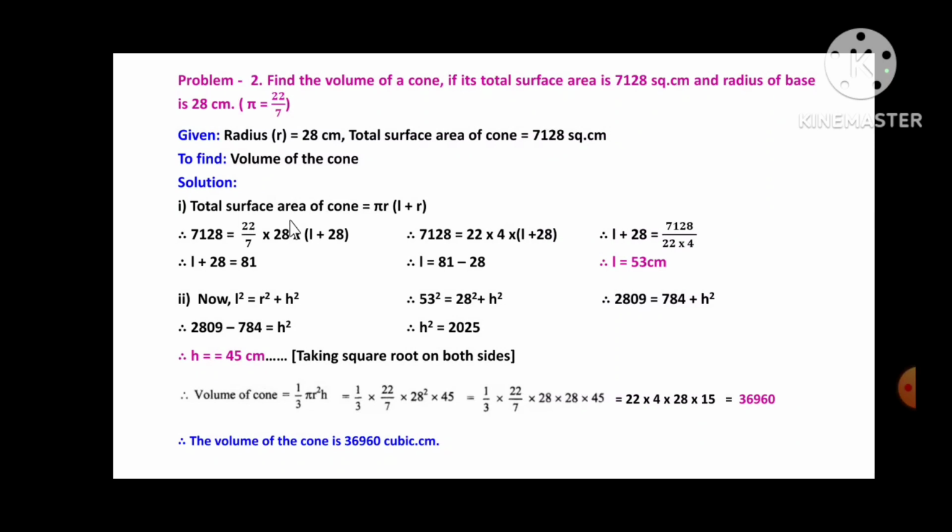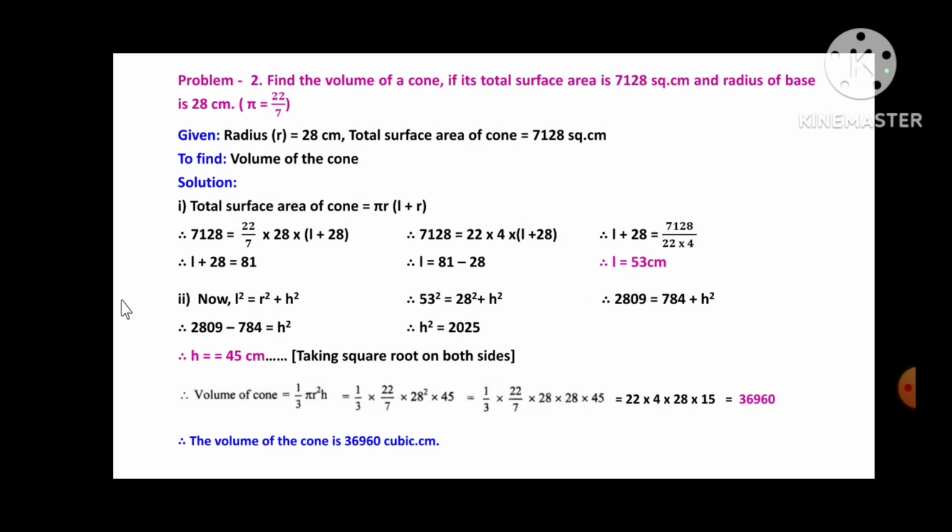Now we know that total surface area of the cone is given as pi r into bracket L plus R. Now we'll substitute the values. So 7128 is equal to 22 upon 7 into 28 into L plus 28. Therefore 7128 is equal to 22 into 4 into L plus 28. Therefore you can write L plus 28 is equal to 7128 upon 22 into 4. So friends, after carrying out this division, you are getting L plus 28 is equal to 81. Therefore L is equal to 81 minus 28. Therefore L is 53 centimeter.